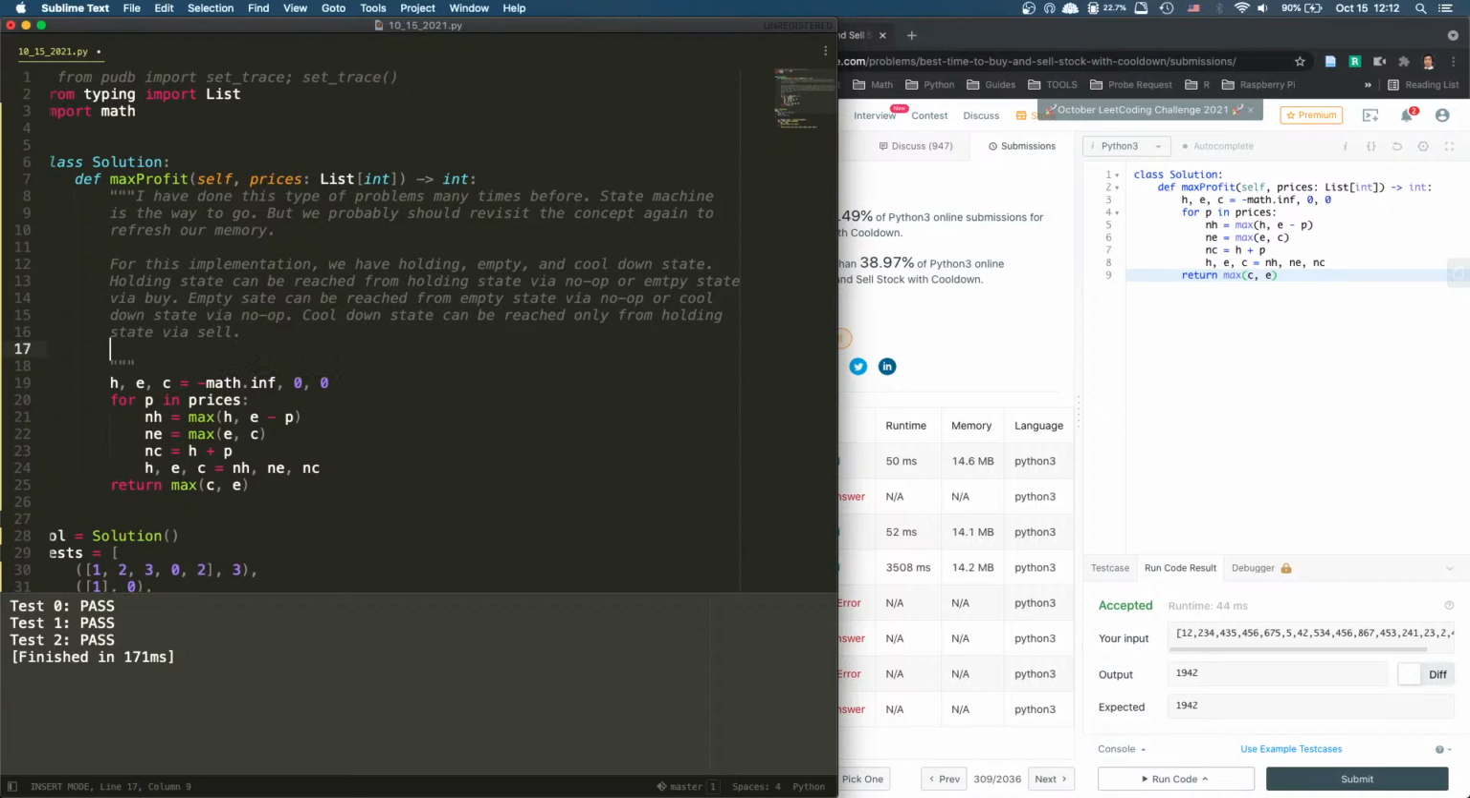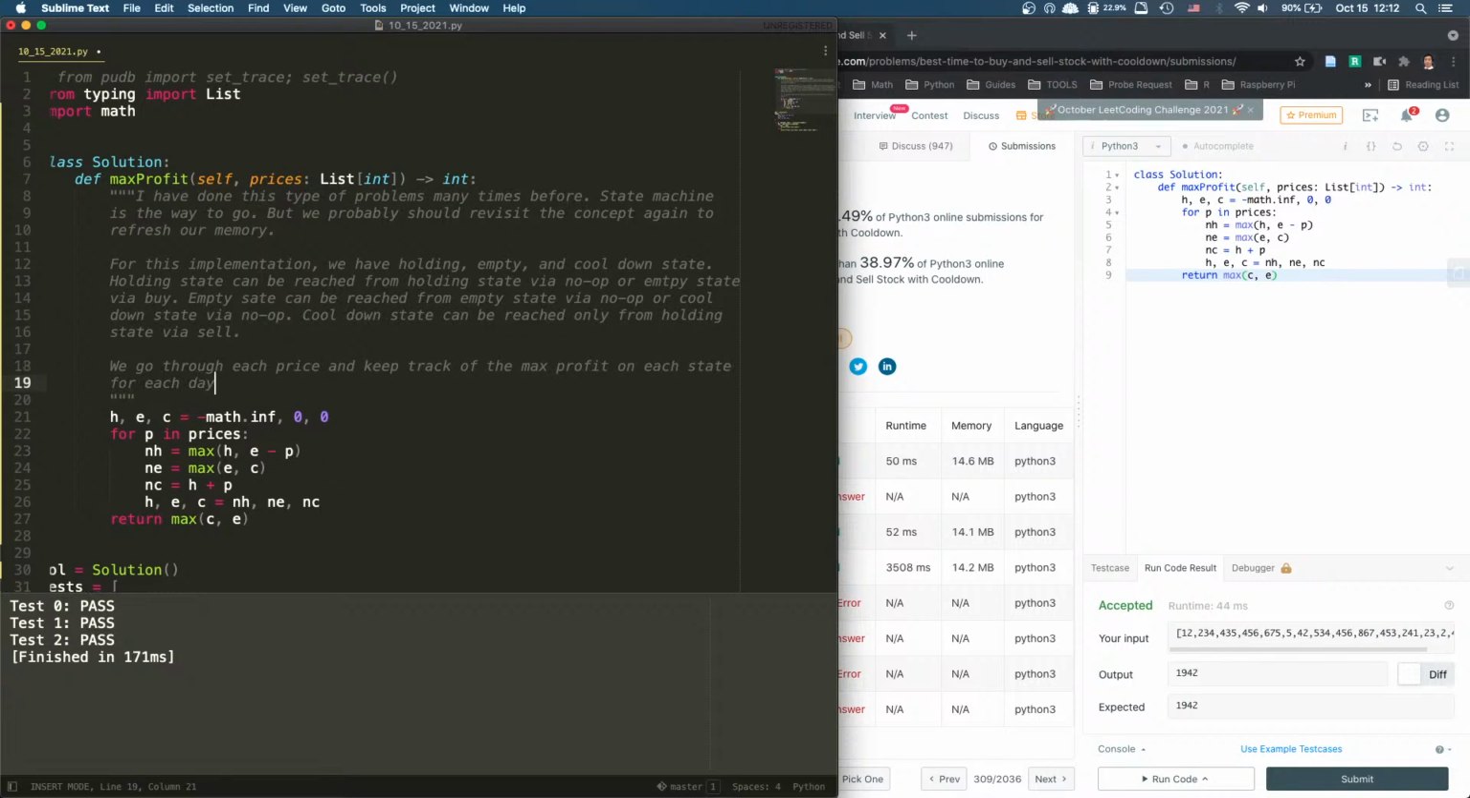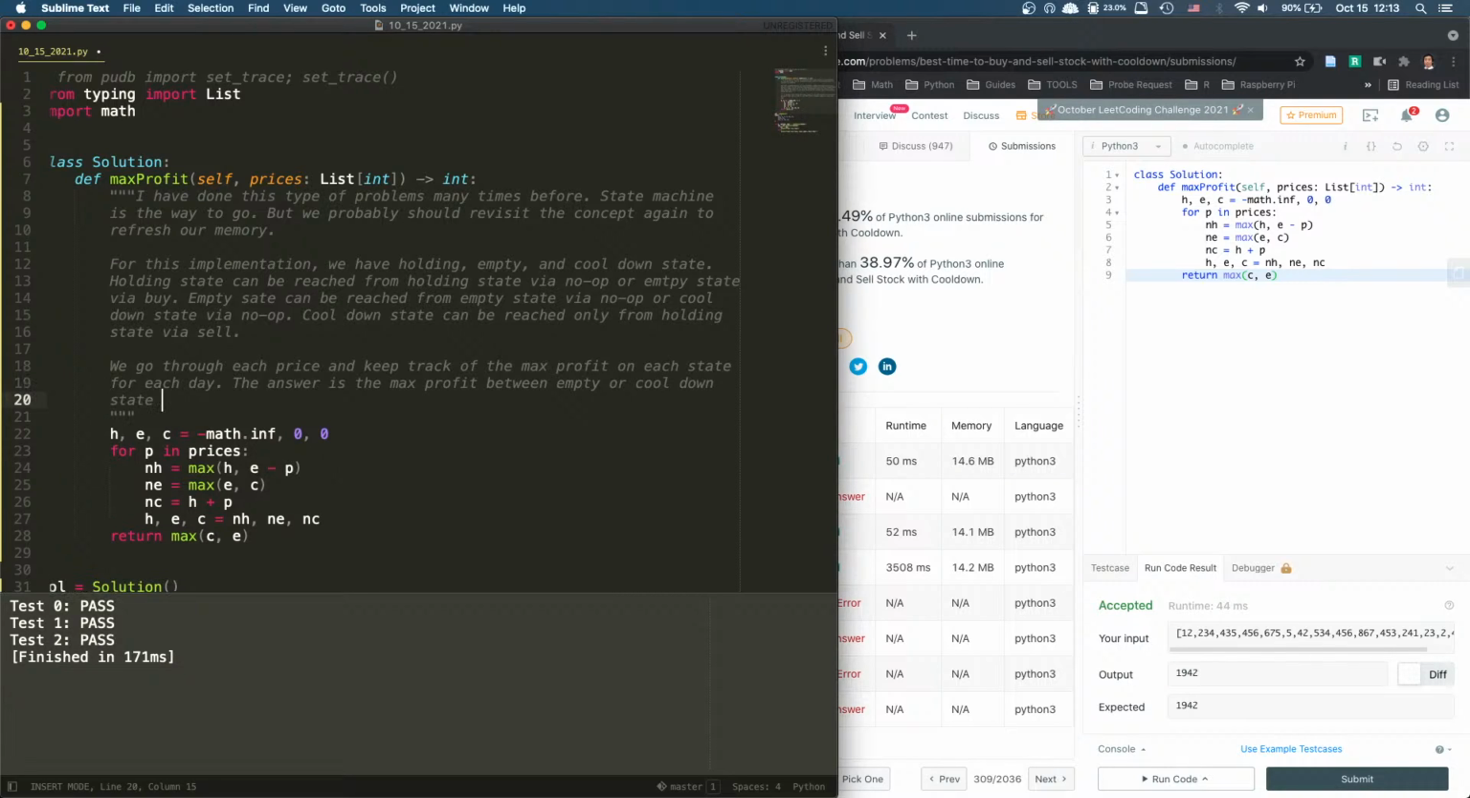And then that's it. Then we go through each price and keep track of the max profit on each state for each day. And the answer is the max profit between empty or cooldown state, right, at the end of the day.